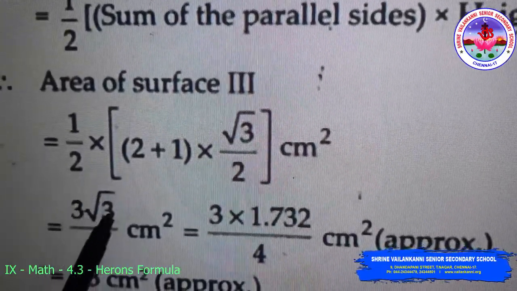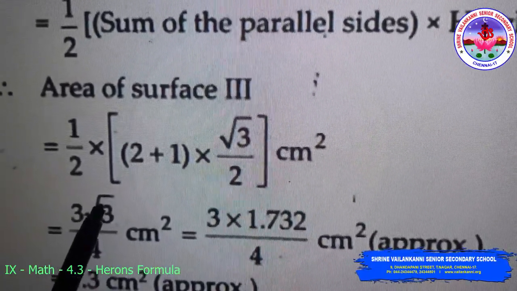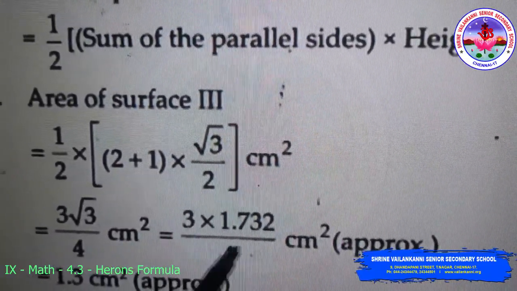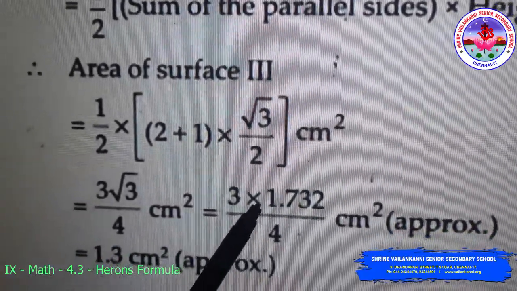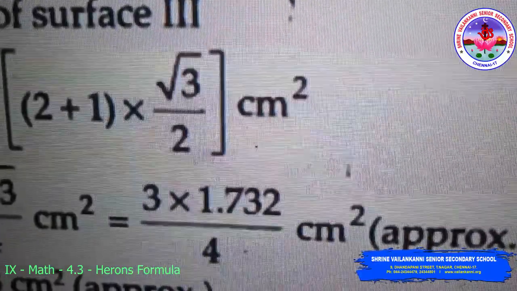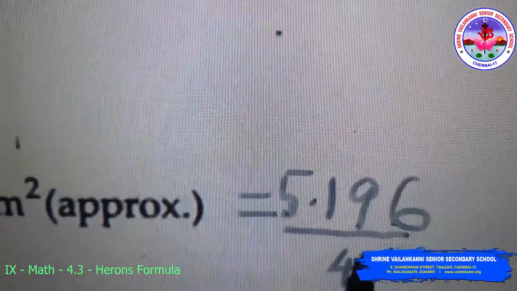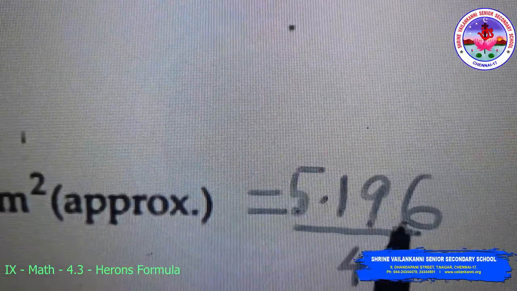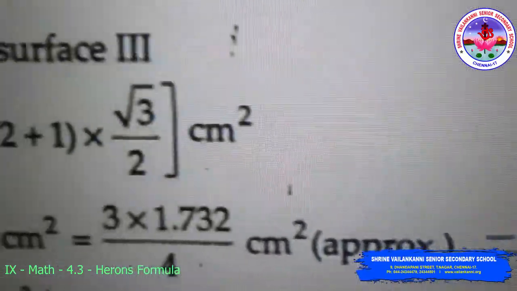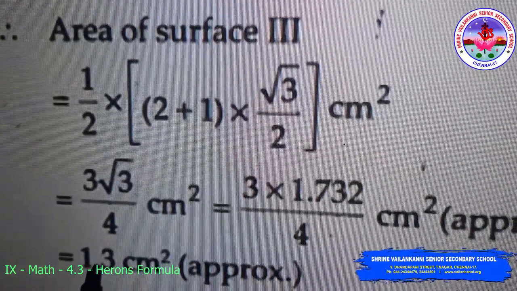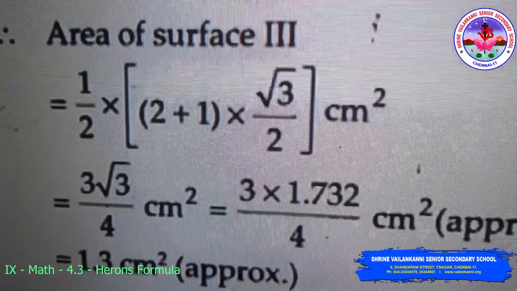Now we know that the square root of 3 is 1.732. So 3 into 1.732 divided by 4, which is equal to 5.196 divided by 4. So we divide, and we approximately get 1.3 centimeter square, which will be the area of the trapezium.